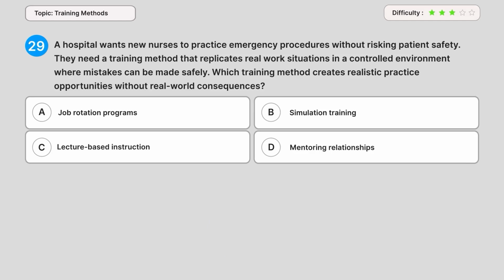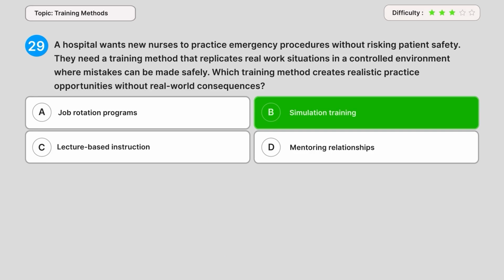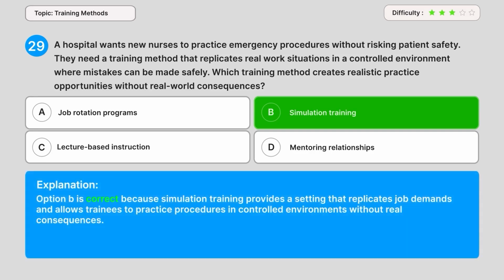Correct answer, B. Simulation training. Explanation. Option B is correct because simulation training provides a setting that replicates job demands and allows trainees to practice procedures in controlled environments without real consequences.